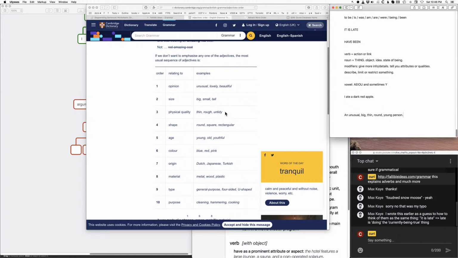So read through all of these and it'll give you some ideas of different types of modifiers that exist. And this gives you a better idea of what an attribute or a trait is, because size is an example of an attribute, or what opinion people have of it, or its physical quality, or its shape, or its age. These are all attributes that you can talk about.